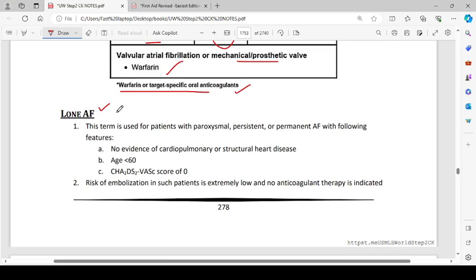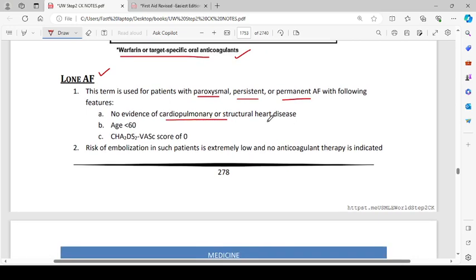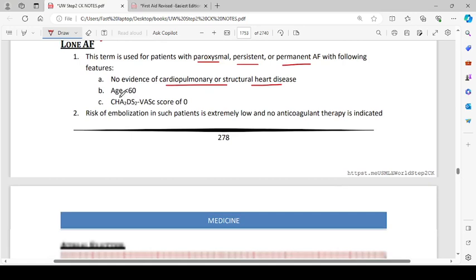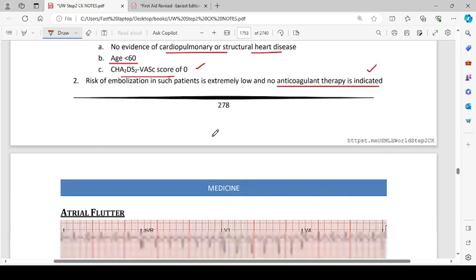Lone atrial fibrillation: this term is used for patients with paroxysmal, persistent, or permanent atrial fibrillation with the following features: no evidence of cardiopulmonary or structural heart disease, age less than 60, and CHA2DS2-VASc score of 0. Risk of embolization in such patients is extremely low and no anticoagulant therapy is indicated.